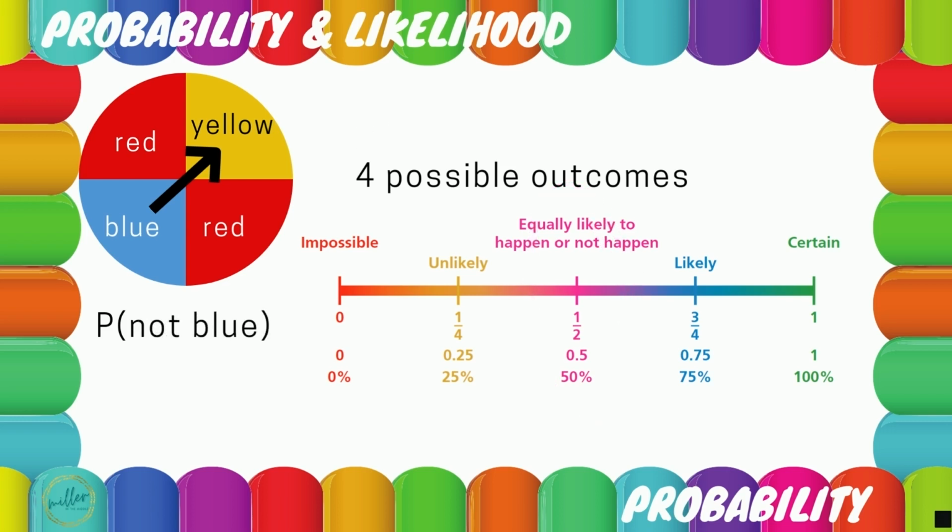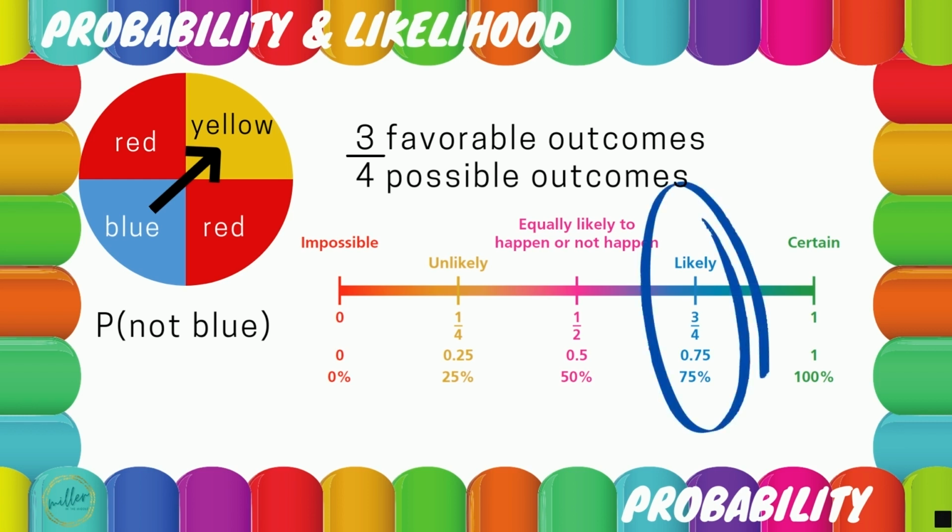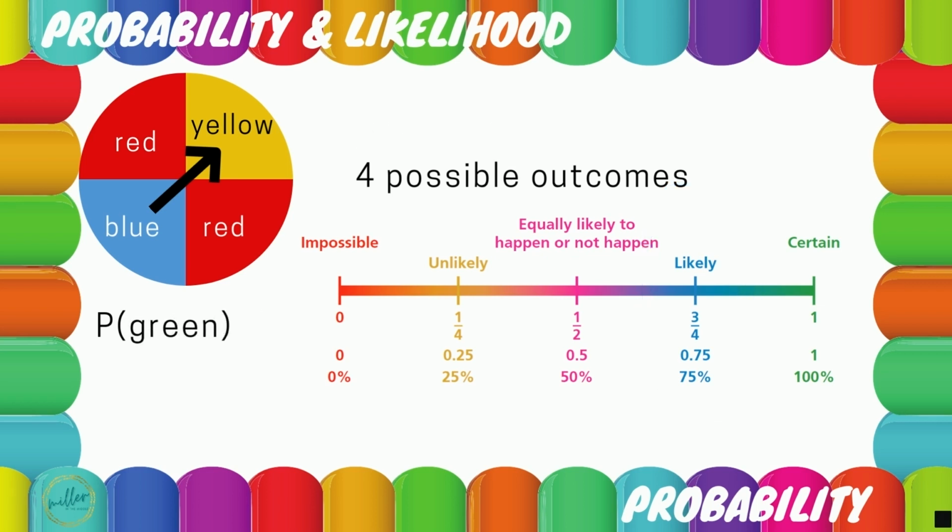What is the probability of spinning not blue? There are still 4 possible outcomes, and 3 of those outcomes are favorable because getting not blue means we could get red or yellow or the other red. So we can say that the likelihood is likely, and the probability is 3/4 or 75% or 0.75.